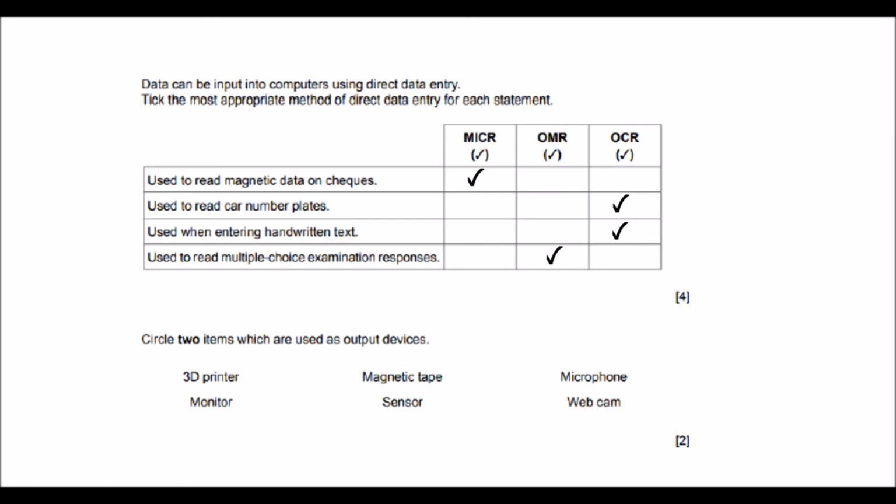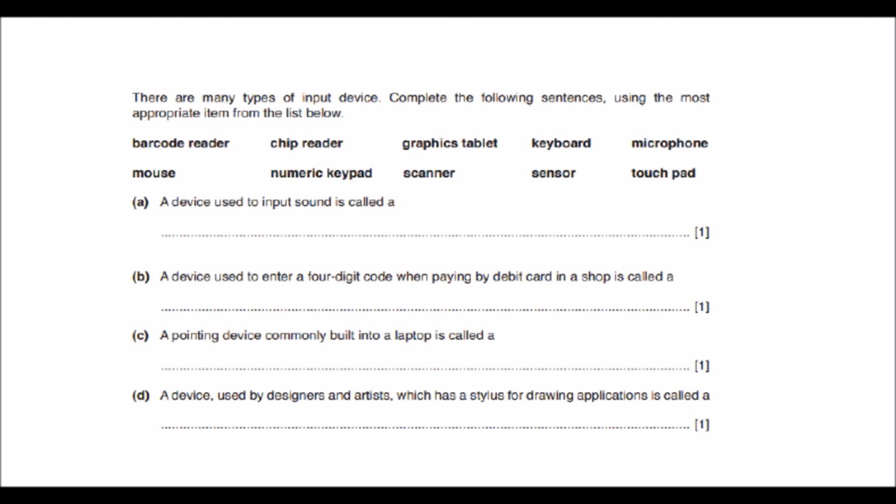Circle 2 items which are used as an output device. 3D printer is an output device. And what about this? Monitor, output device. Others are not. Now, what about this? A device used to input sound is called microphone. A device used to enter a 4-digit code when paying by debit card in a shop is called numeric keypad. A pointing device commonly built into a laptop. What do we call that earlier? Touchpad. Then a device used by designers and artists, which has a stylus for drawing applications. What do we call that? That would be graphical tablets.